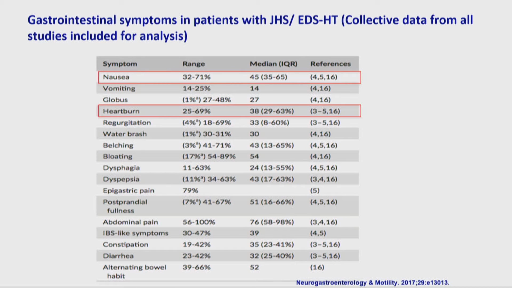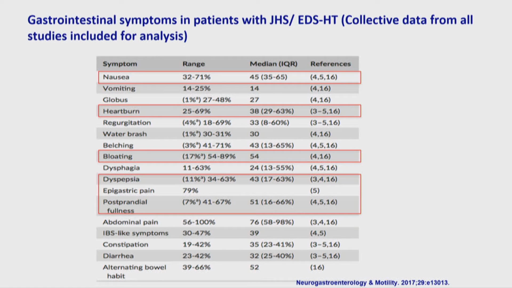Nausea appears to be a very common symptom in our patients. Anywhere between 32 to 71% can complain of that. Heartburn, which is like burning discomfort that occurs sometimes due to acid coming up from the stomach into the esophagus, is quite common as well. Bloating is very common in our clinical experience as well. We see a lot of bloating in the tummy.